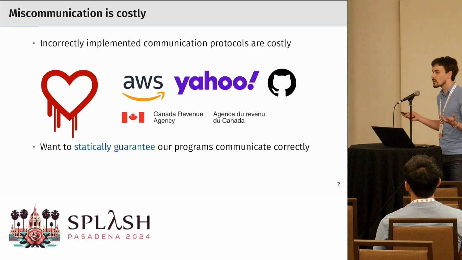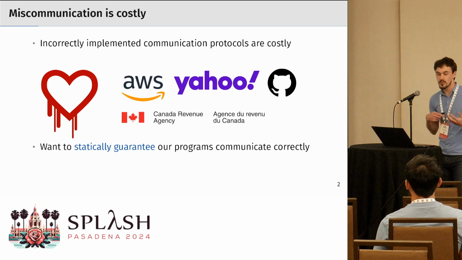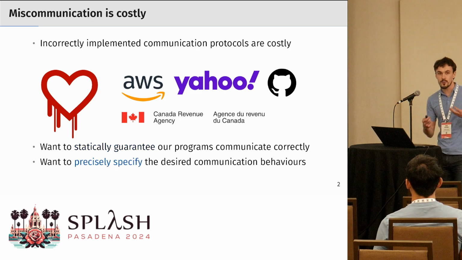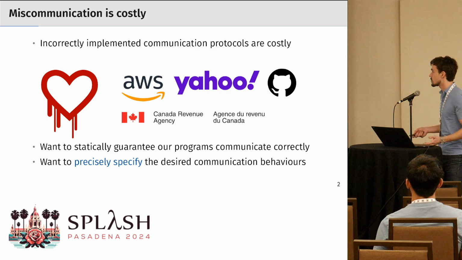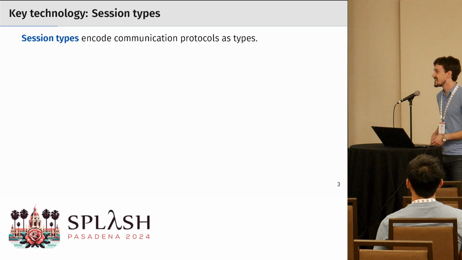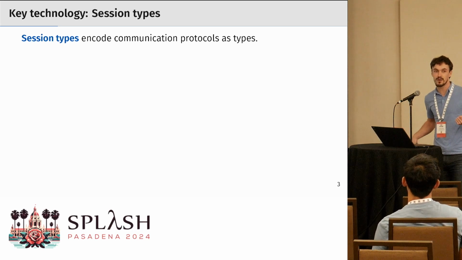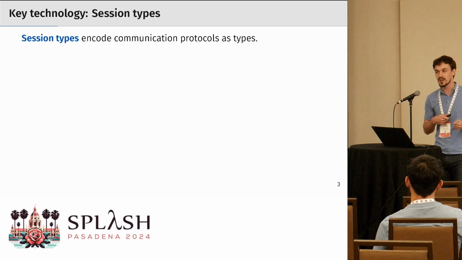Concurrent systems are notoriously difficult to debug, so what we'd like is to be able to statically guarantee that our programs communicate correctly. And if we're to ensure that our programs have the behaviors we want, we need to be able to precisely specify these behaviors. Fortunately, we already have some technologies that let us do so. In particular, session types let us encode communication protocols at the type level. And then a session-typed language statically guarantees that a program is going to communicate according to its protocols.